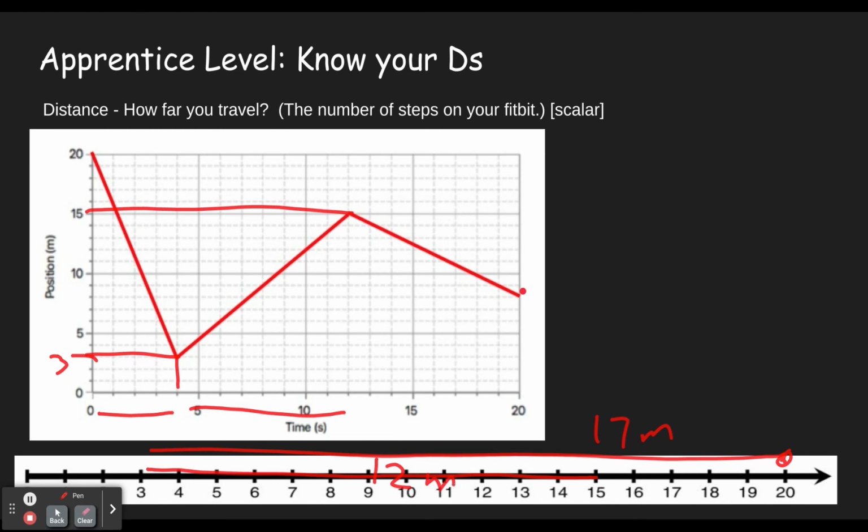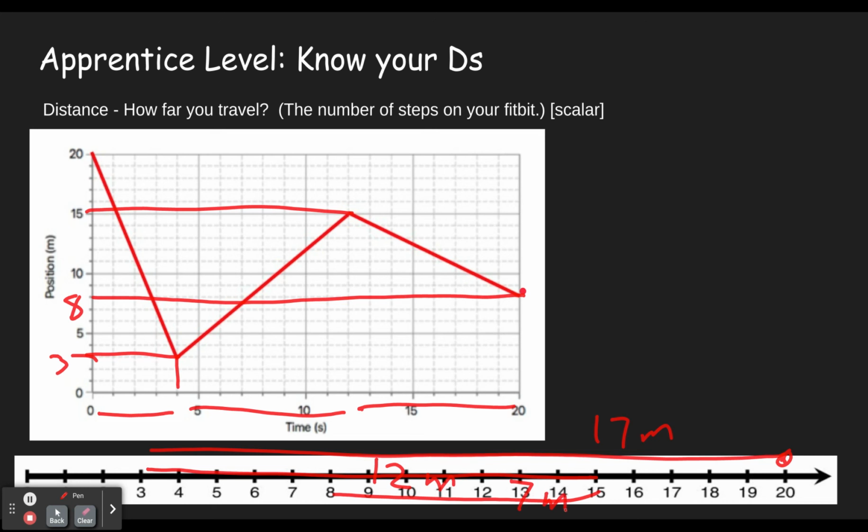12 more meters. Okay, and finally from 12 seconds to 20 seconds, during those last 8 seconds, we travel from 15 to 8. Okay, so we go from 15 to 8. Now, of course, you're going back and forth. I just didn't want to draw them on top of each other. So 15 to 8, that's another 7 meters.